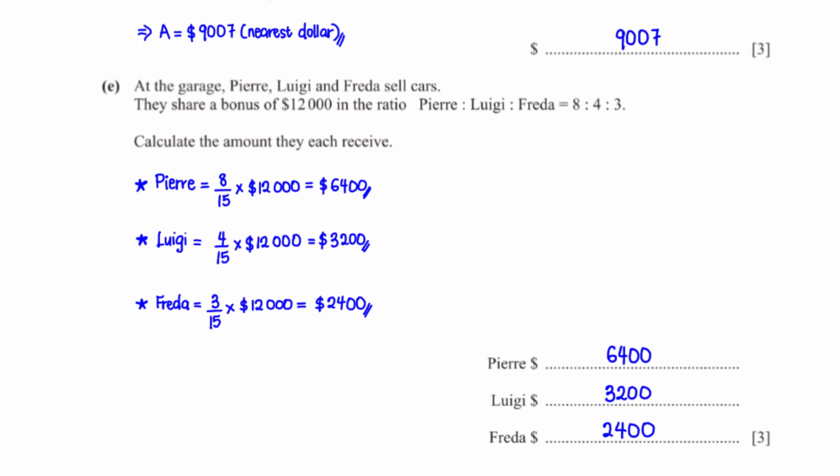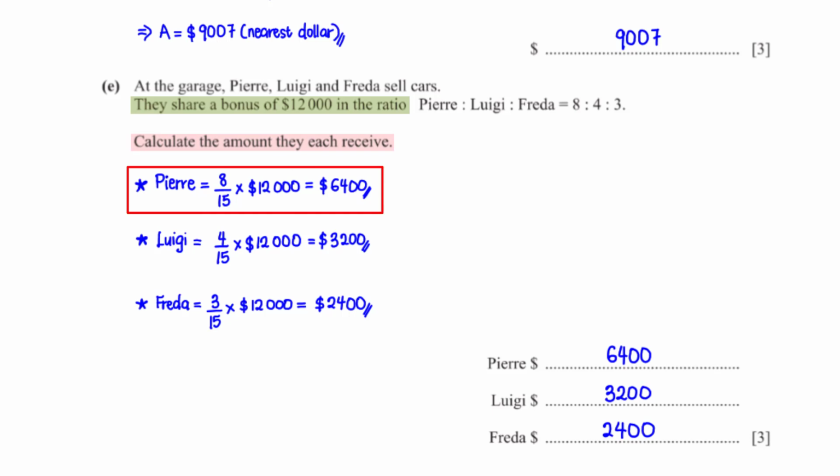At the garage, Pierre, Luigi, and Frida sell cars. They share a bonus of $12,000 in the ratio Pierre to Luigi to Frida equals 8 to 4 to 3. Calculate the amount they each receive. To get the amount Pierre receives, we divide the ratio for Pierre, which is 8, by the total ratio 8 plus 4 plus 3, which is 15, times $12,000.